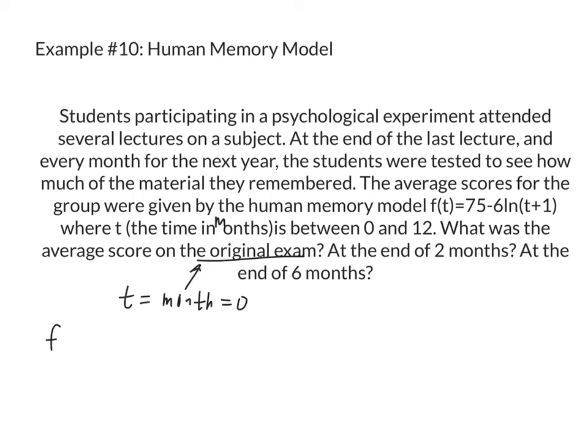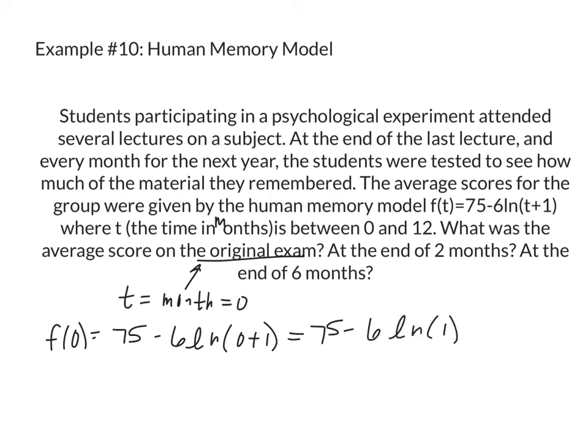So to find f of 0, all we do is substitute. So 75 minus 6 times the natural log of 0 plus 1. Essentially, that's going to be 75 minus 6 times the natural log of 1. If you type that into your calculator or just use mental math, you will get 75.